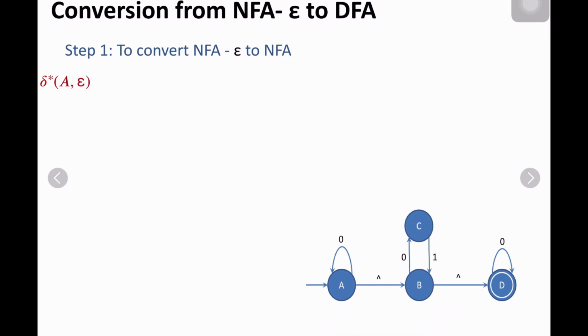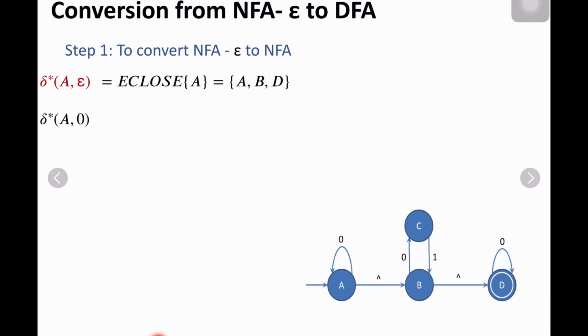So you know delta star of A comma epsilon is nothing but the E-closure of A. The E-closure of A: it can reach B, and in turn it can reach D. So the result you get is A, B, D. Then for this you need to find out the transition on each input. What are the inputs given? Here 0 and 1, except epsilon.